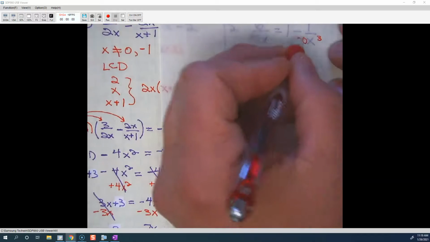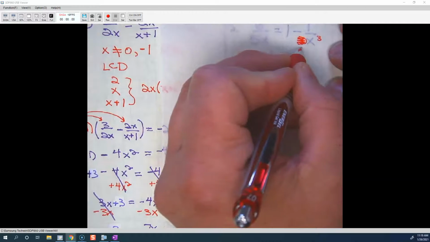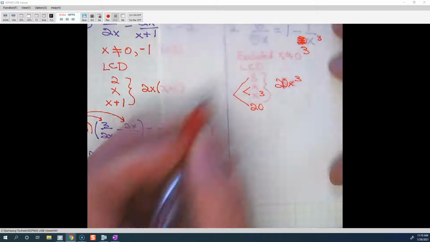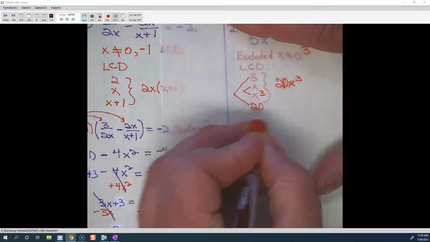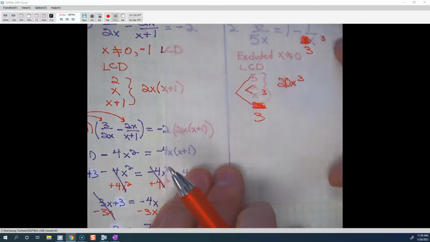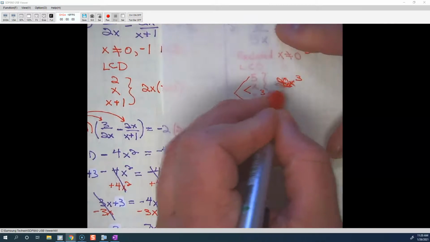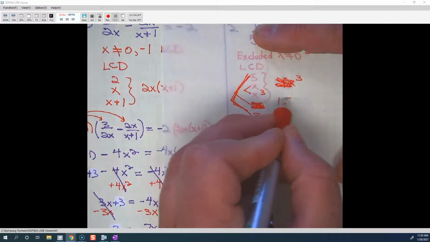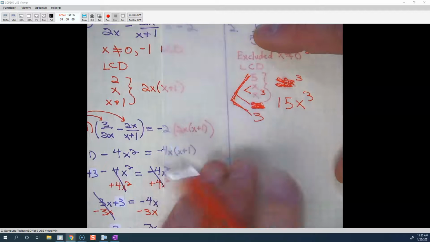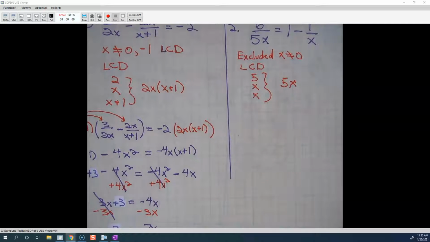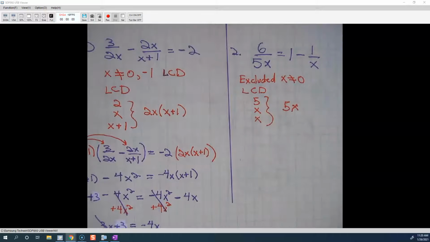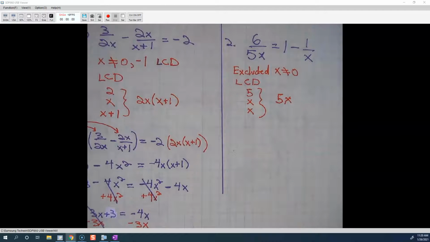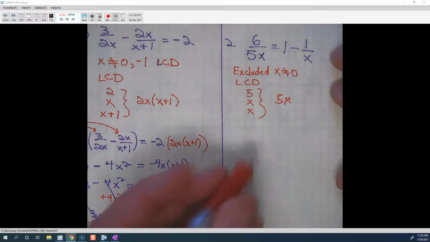Now instead of that 20, let's say that it was 3. Now the least common denominator would be, well, the least common multiple of 5 and 3 is 15x cubed. All right, in our case, it's 5x. So we're going to multiply everything by 5x and simplify it.